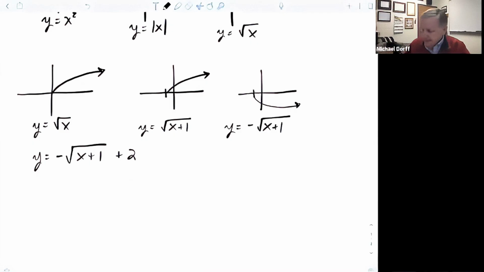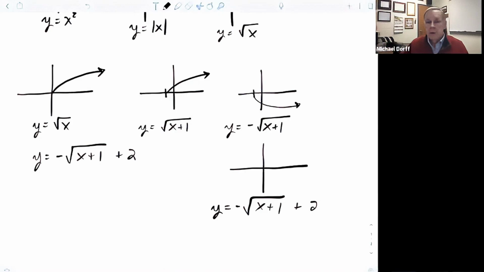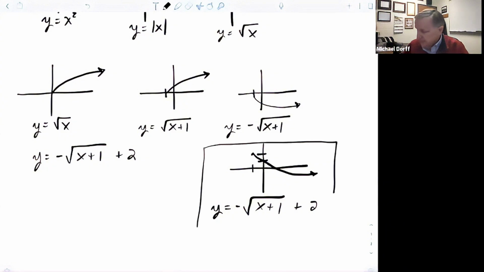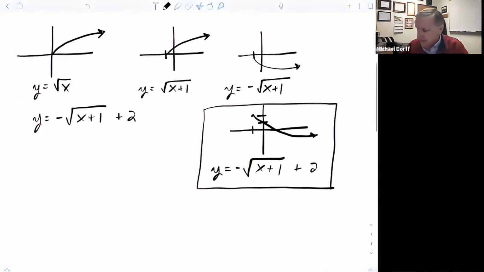And then finally, to get my last function that will look like what I want, I have to add 2. And how does adding 2 affect the last equation or graph that I had? Well, when I put a plus 2 at the very end, that means I move it up 2. If it were minus 2 at the end, I'd move it down 2. So here I'm going to move it up 2, and the graph is going to look like this. And so this is my final answer for this problem here.